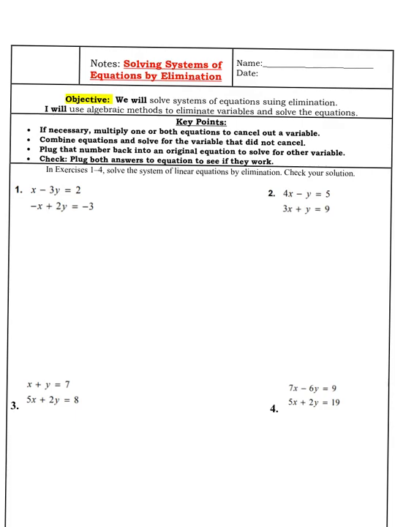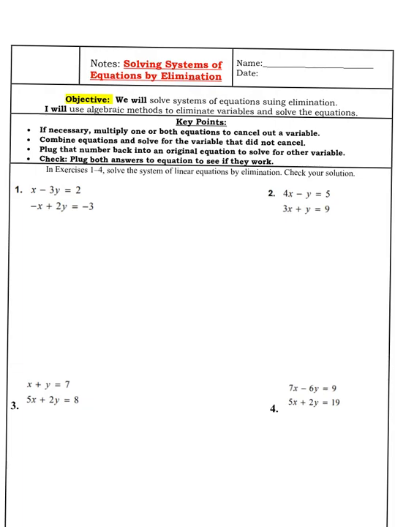In this video, I'm going to talk to you about solving a system of equations via elimination. So, in the key points, I say that if necessary, you're going to multiply both equations to cancel out a variable. That's the first and foremost thing that you're doing. It's called elimination because you are eliminating a variable.